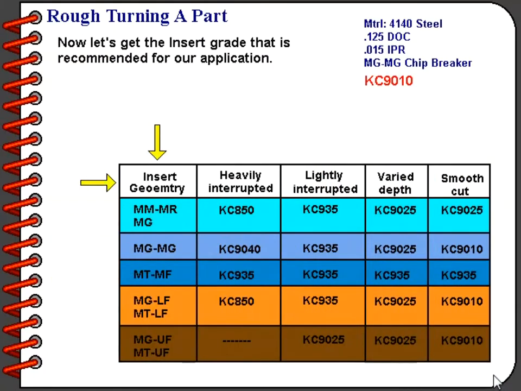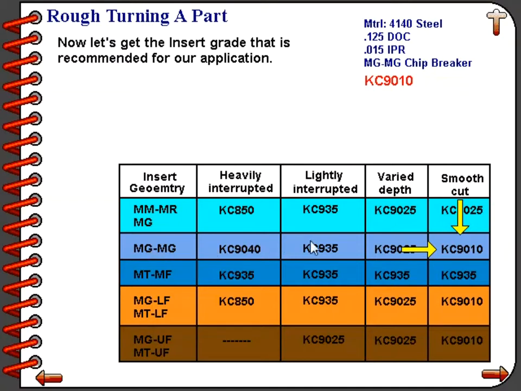Now let's get the insert grade that is recommended for our application. Our workpiece material was 4140 steel with an 1/8 inch depth of cut, 15 thousandths per revolution feed rate, and an MG-MG type chip breaker. Going down to the chart, we're going to come down the left-hand column and find our chip breaker, which is labeled MG-MG.